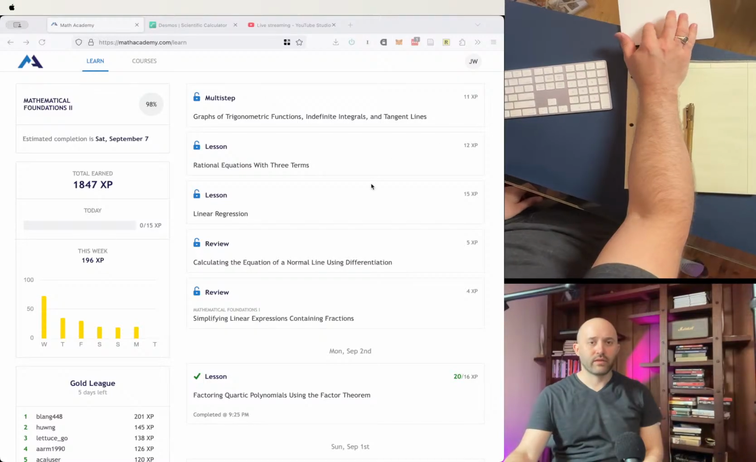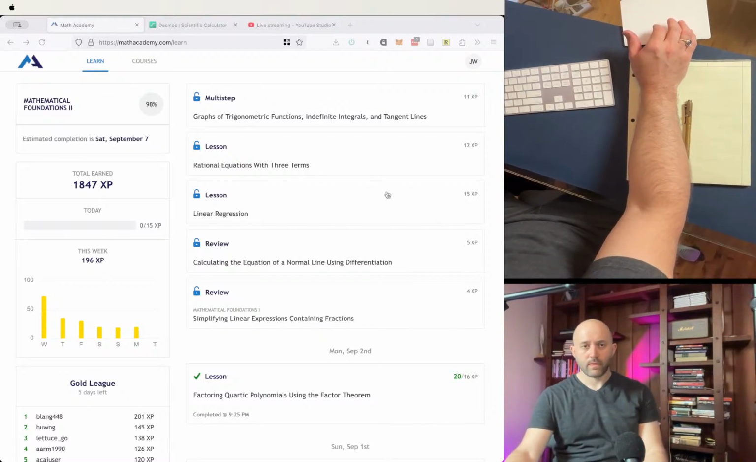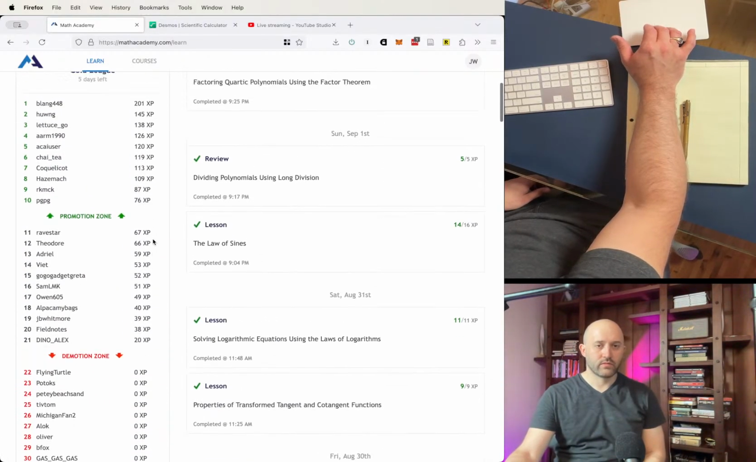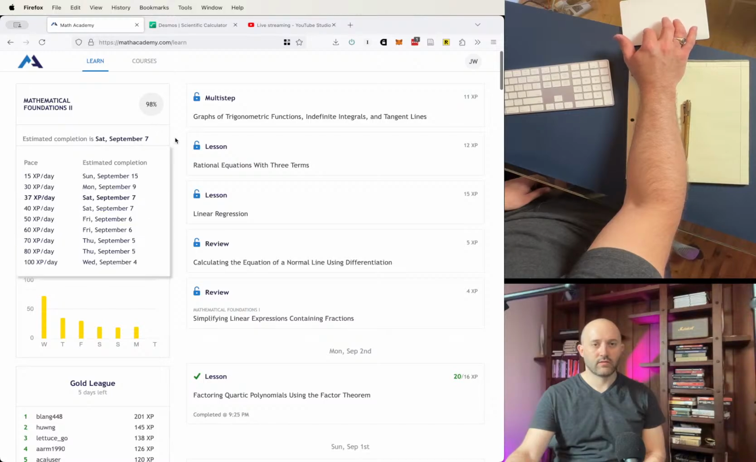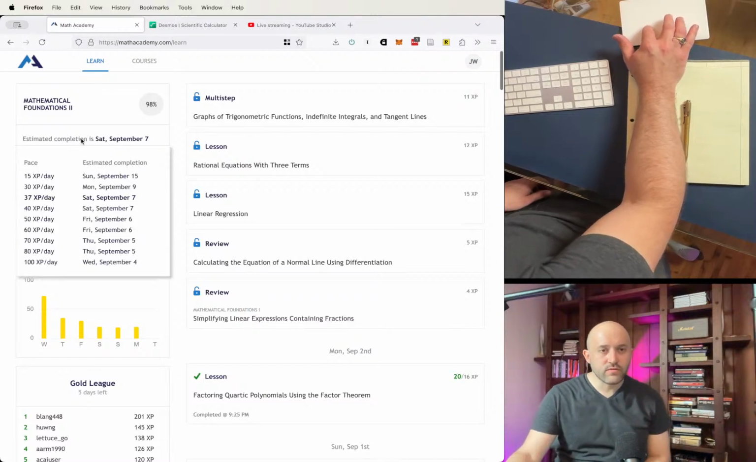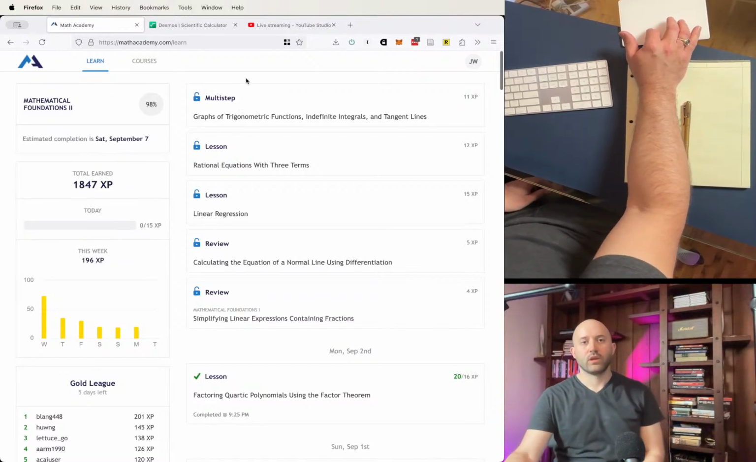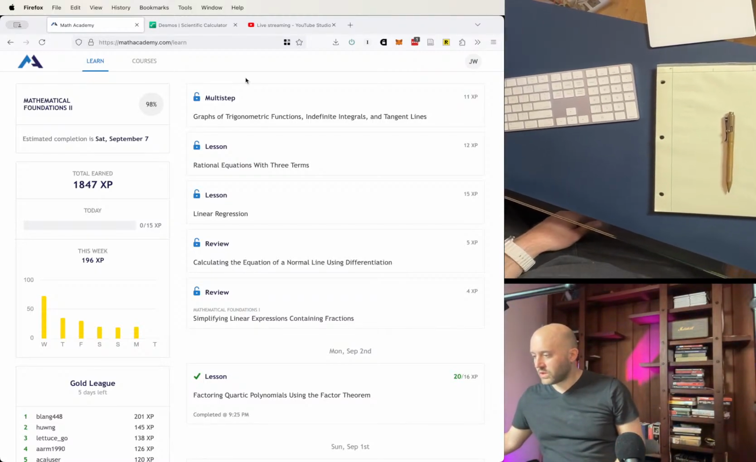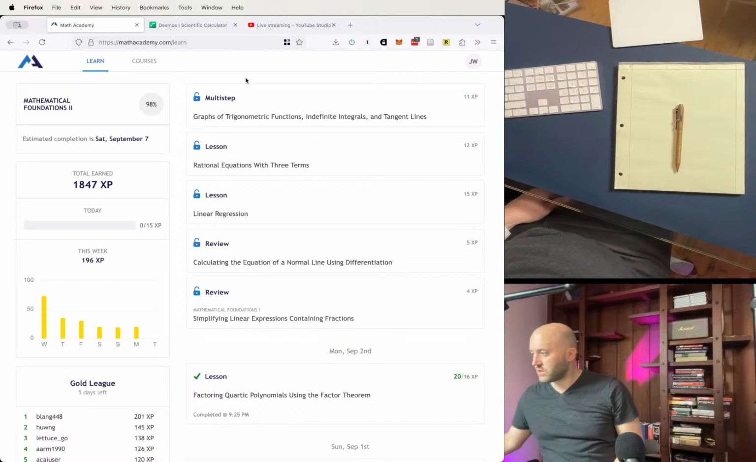I am on Math Foundations 2, and I'm 98% of the way through it. So I've mostly covered all these things, and after this is going to be Foundations 3. According to its algorithm, it thinks I'm going to finish it this Saturday. So without much further ado, I'm going to do one last check to make sure that this is actually streaming, and I'll go from there.